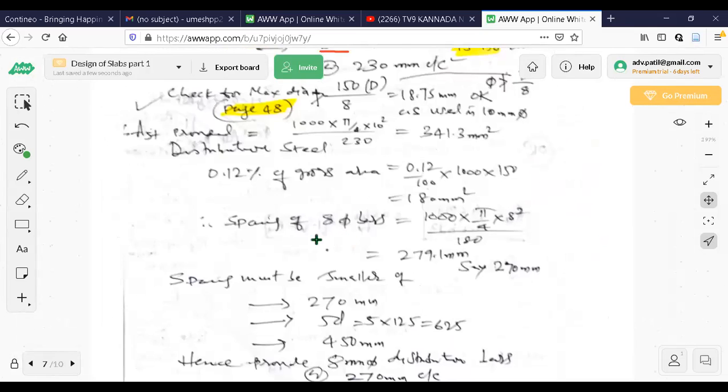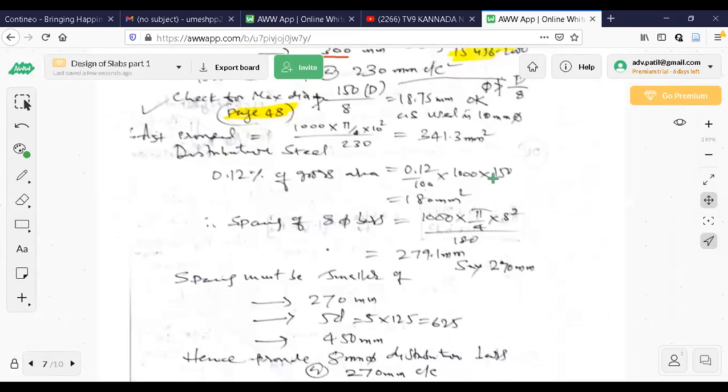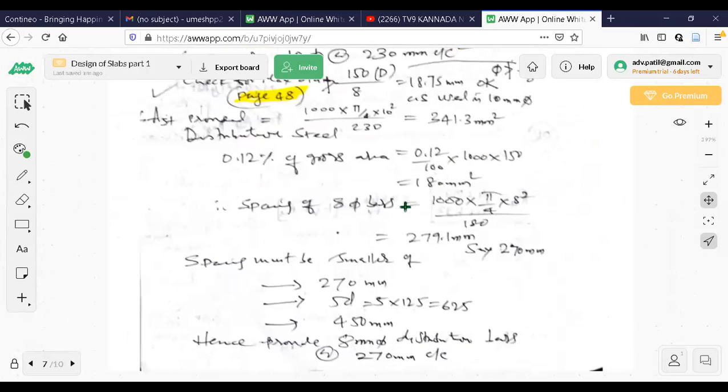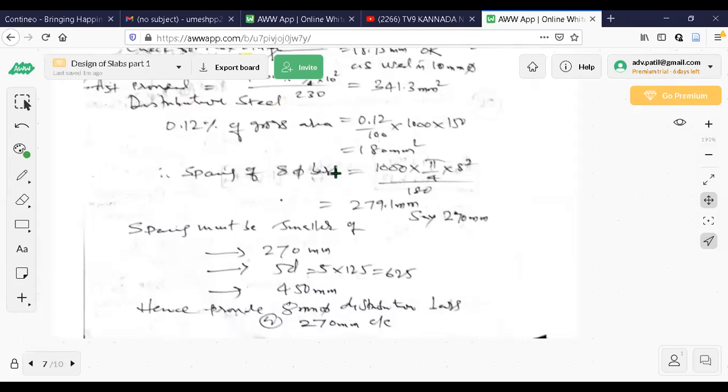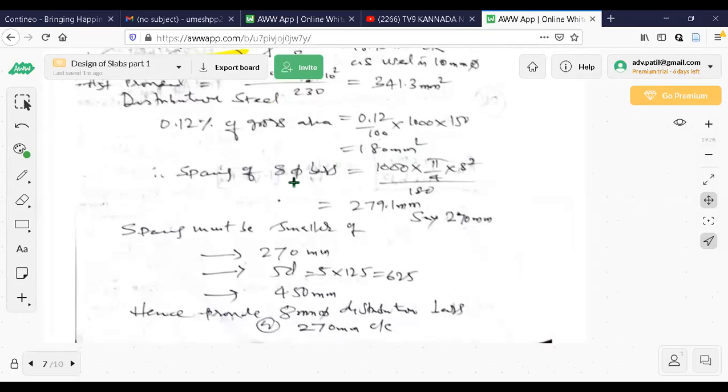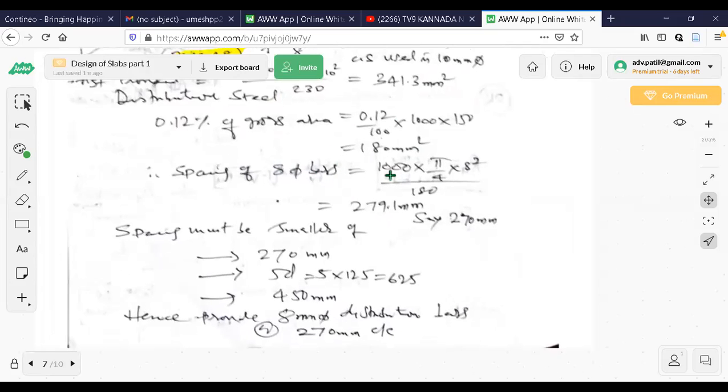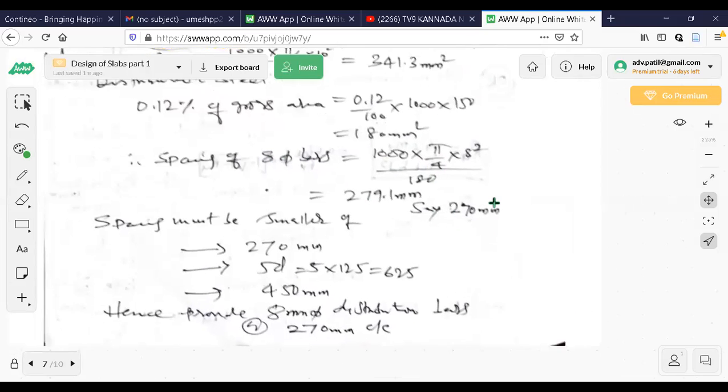Now the distribution steel is 0.12% of gross area. So for 180 mm, distribution steel is the steel which runs perpendicular to the direction of main steel. It is also very simple here: 0.12 into gross area, 180. Already we checked it once. So 180, spacing of 8 mm bars. I am going to use distribution steel as 8 mm bars. So 1000 into AST by total AST for distribution steel, 279. Let us say 270 I am writing here.